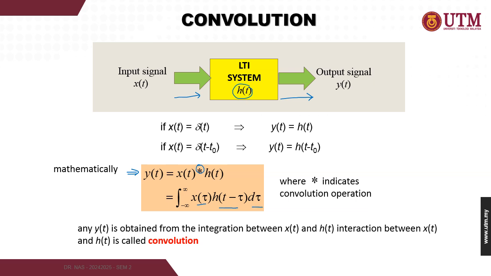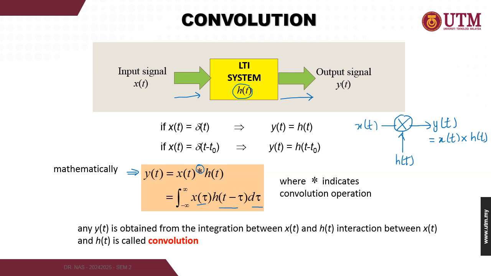Please make sure that when you have an input to an LTI system, the two signals are convolved, not multiplied. If you have x(t) being multiplied with another signal, for example h(t), and this gives y(t), the output signal, then y(t) is basically equal to x(t) multiplied with h(t).